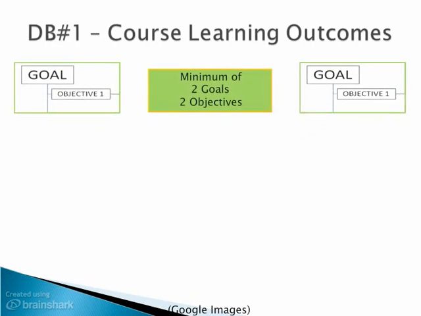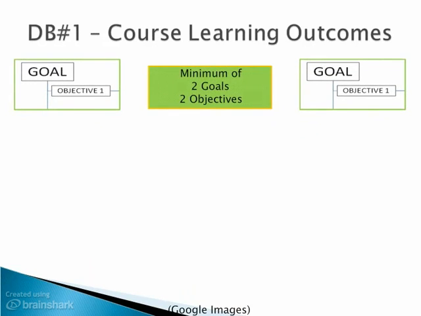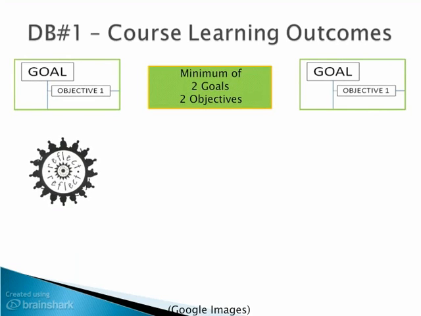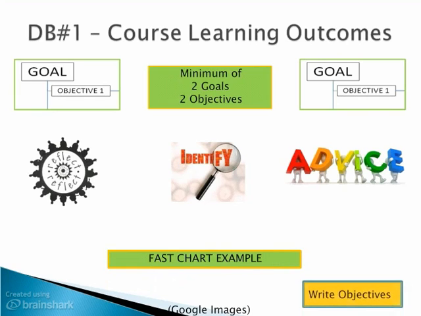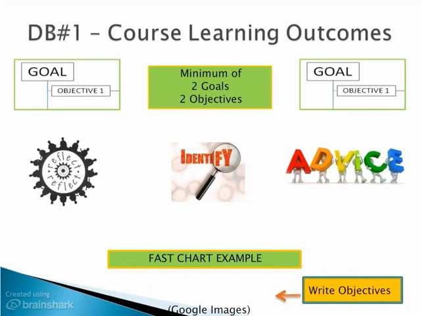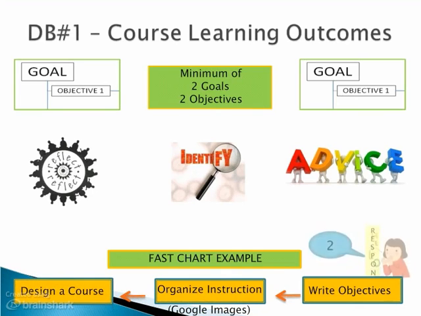This slide provides more information about the first discussion board assignment. You will develop at least 2 goals and 2 objectives that align with your course. You will need to reflect on the processes and identify any learning outcomes that you would like specific advice about. You may use the fast chart example. It is depicted at the bottom of this slide. And don't forget, you must respond to at least 2 of your classmates.